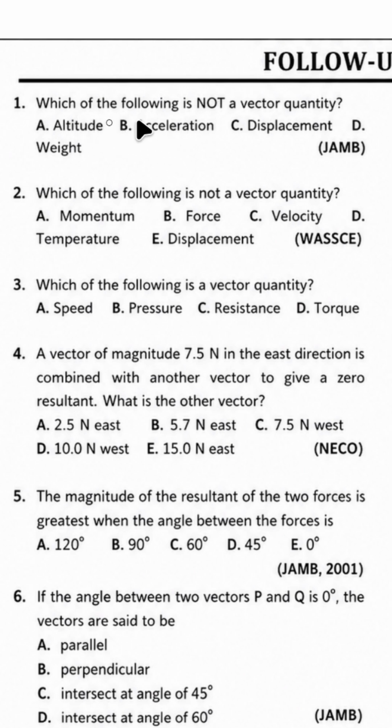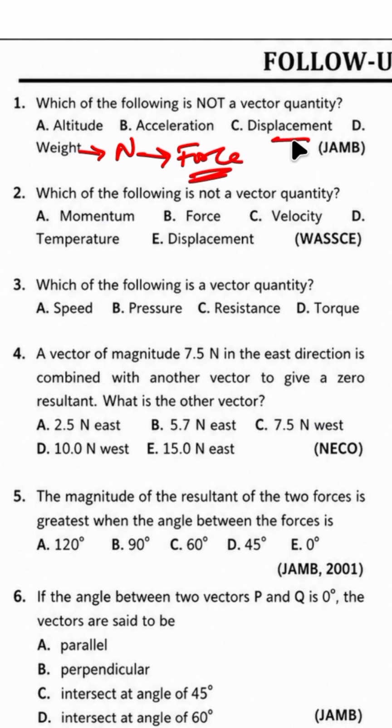The first one says, which of the following is not a vector quantity? Then they give these options here. Let's start from the last one here. You have weight. The unit of weight is Newton. So weight is the same thing as force. Weight is a force, so weight is a vector quantity.